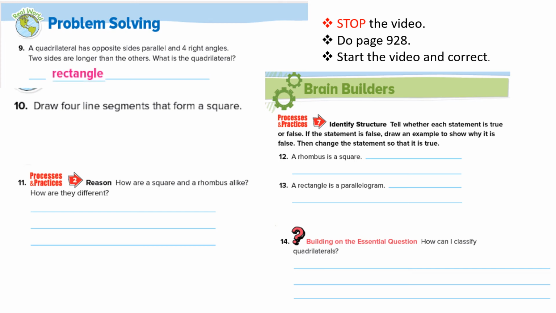Okay, a quadrilateral has opposite sides parallel and 4 right angles. 2 sides are longer than the others. It has to be a rectangle. For number 10, you were to draw 4 lines that formed a square.